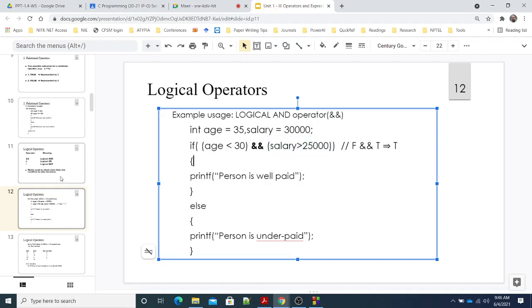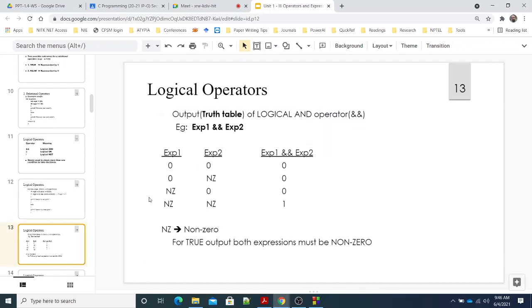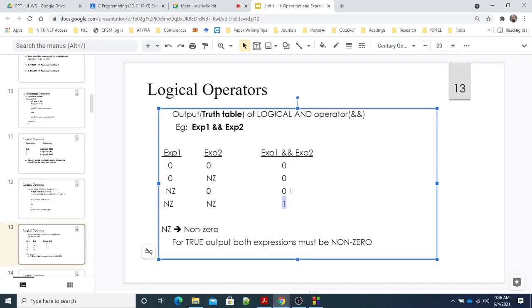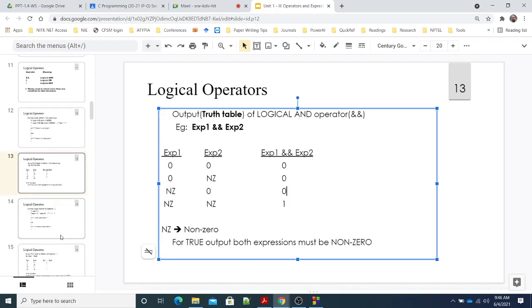Similarly, we had logical OR. If one of the conditions is true, the overall condition will be true, and even if both the conditions are true, overall it will be true. So we saw the logic truth table for the logical AND operation. Only in one case it will be 1 or true. All other three combinations, 0 0, 0 non-zero, non-zero 0, it will be 0.